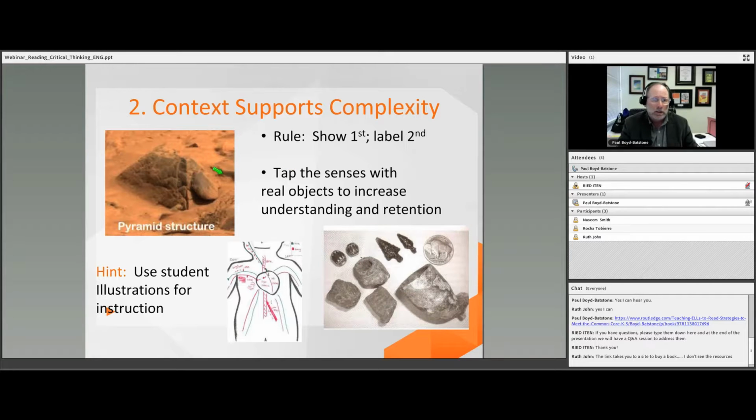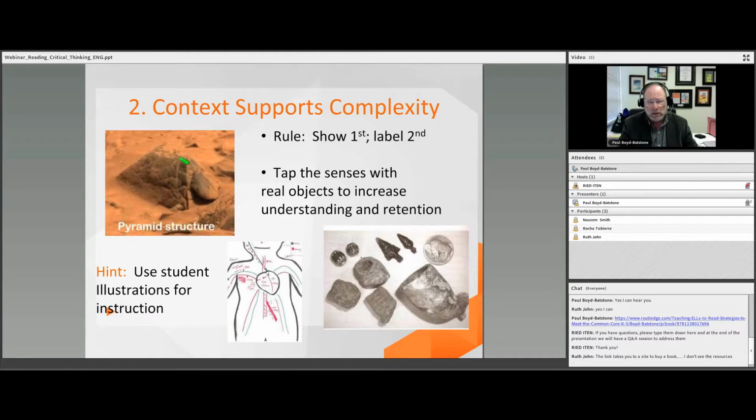Anytime we can supply visuals. This is a picture from the surface of Mars. That provides some context. But one of the things that I think is a very important rule anytime we're using visuals is to show the picture first, label it second. Developmentally, the words here, pyramid structure, are abstract. If I were to just show you the words pyramid structure first, the image would not come to mind like this.